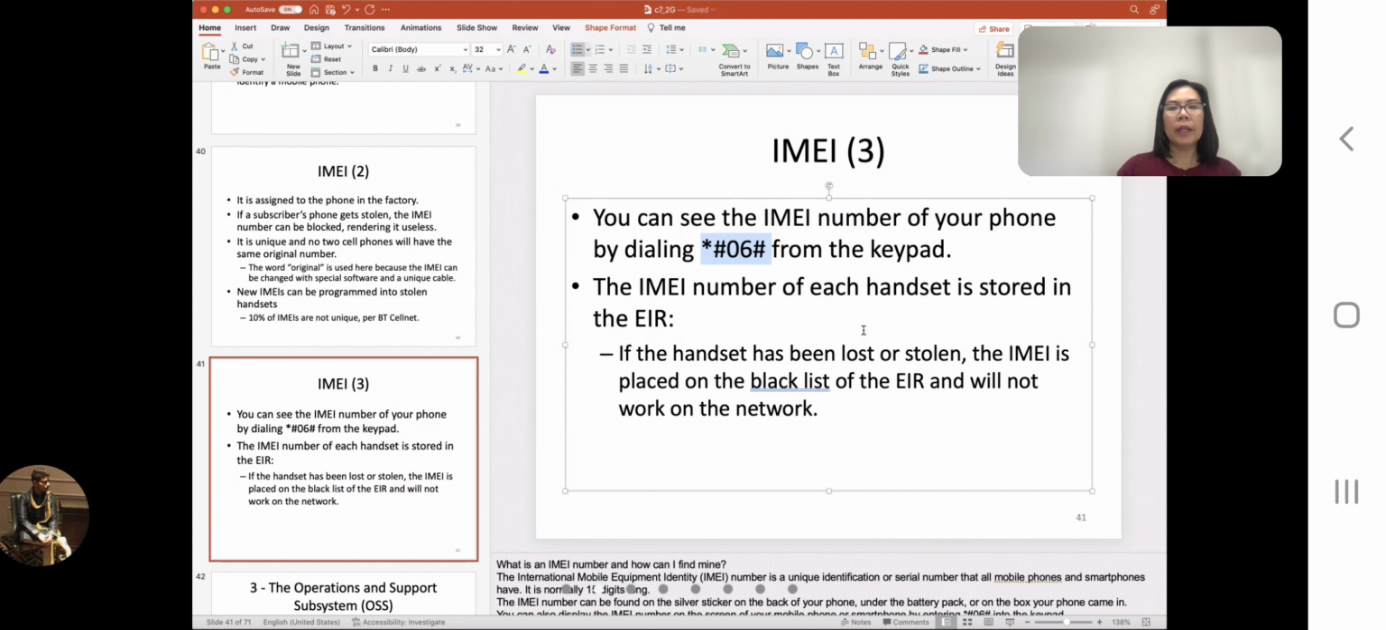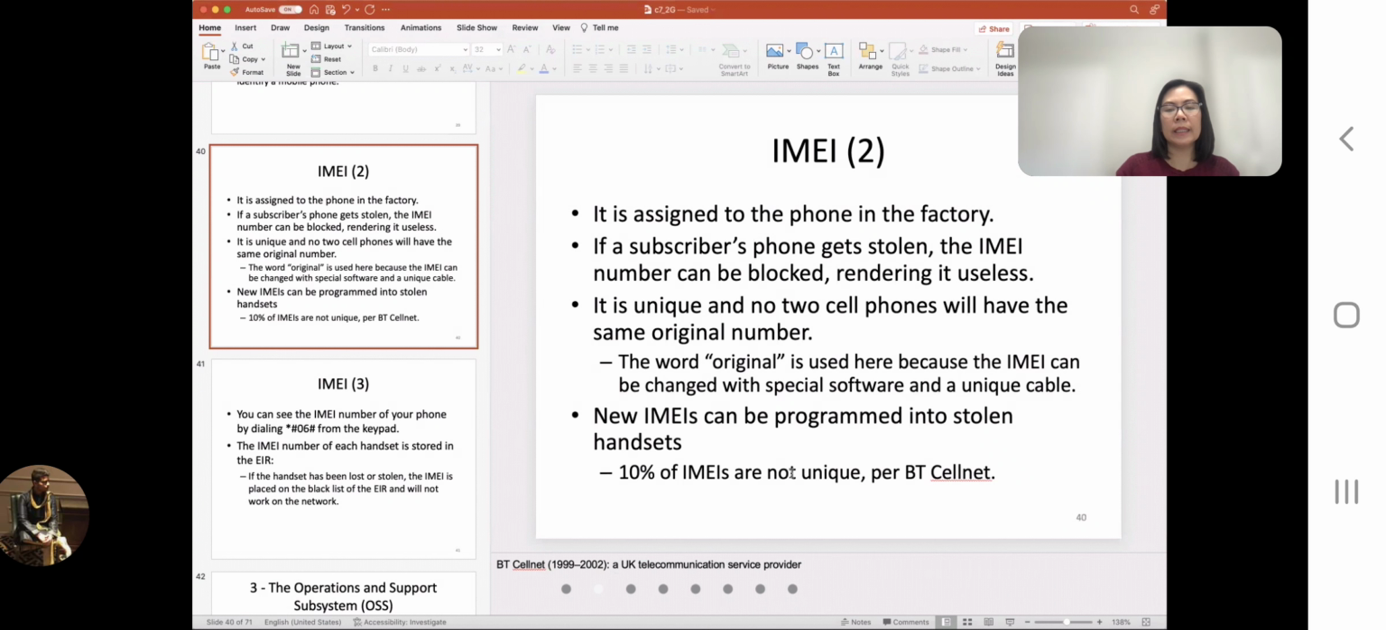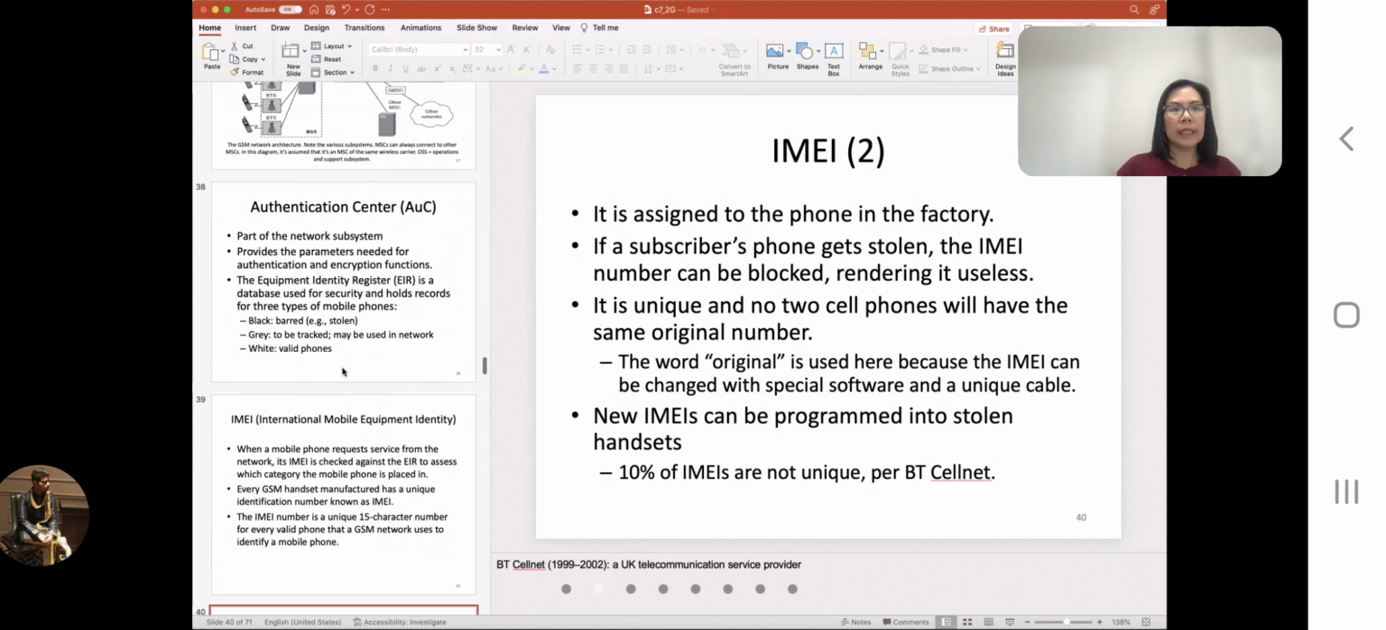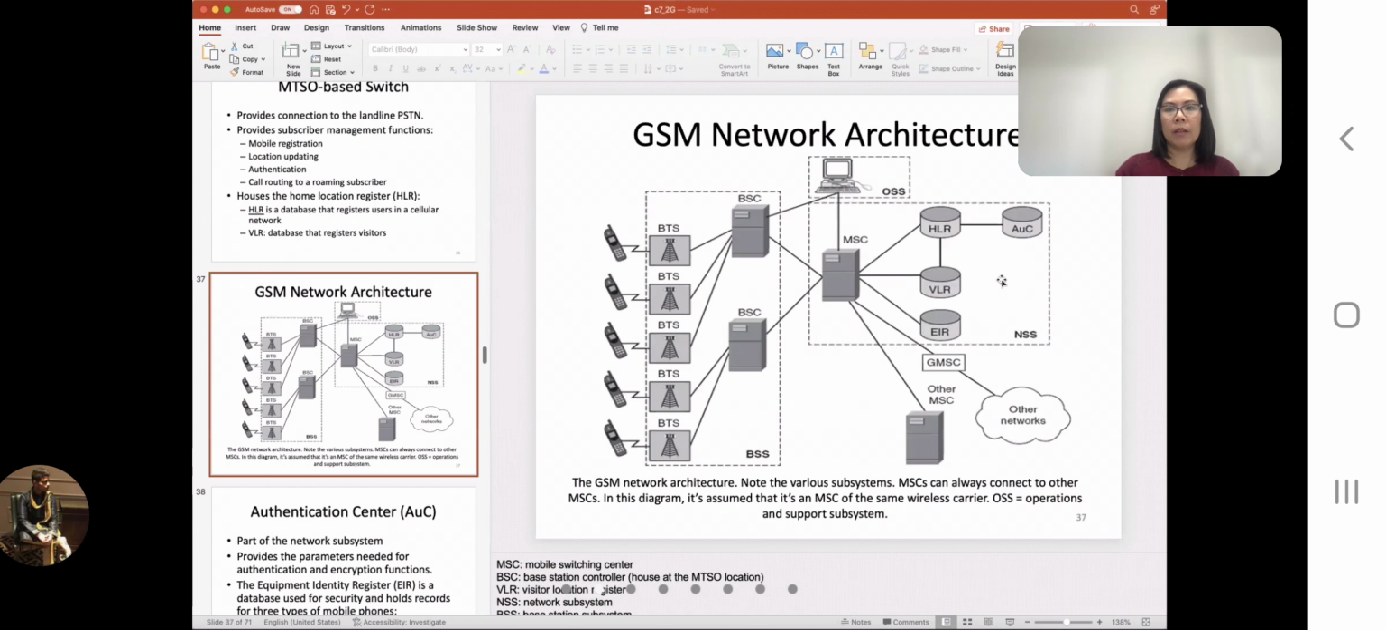And again, if an IMEI number has been reported stolen, then that IMEI will be placed on the blacklist in the equipment identity register, and it will not work on the network. So in that case, the thief would have to reprogram the IMEI number in that phone in order to reuse the phone. So that's why we can have duplicate IMEIs in the network. All right, so that is the subsystem here.